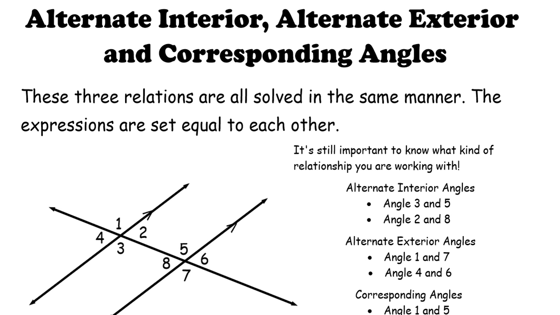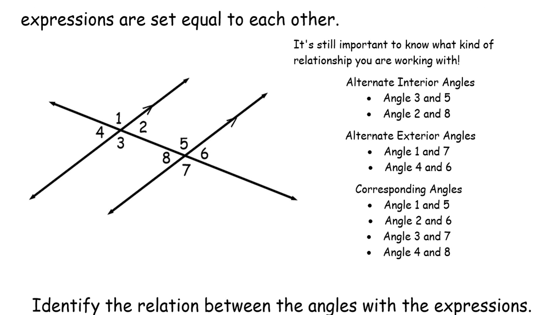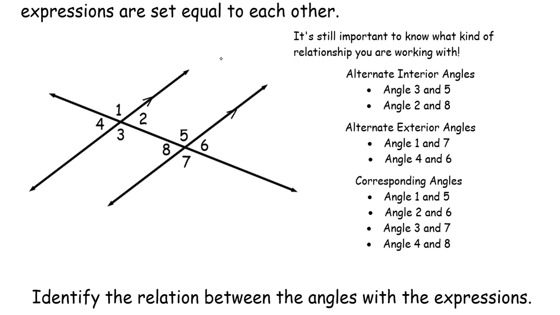This section is on alternate interior, alternate exterior, and corresponding angles. And all three of those angles are solved in the same exact manner. So the expressions are going to get set equal to each other. So it's still important that you understand what angles are alternate interior angles. So again, that is angle 3 and angle 5.